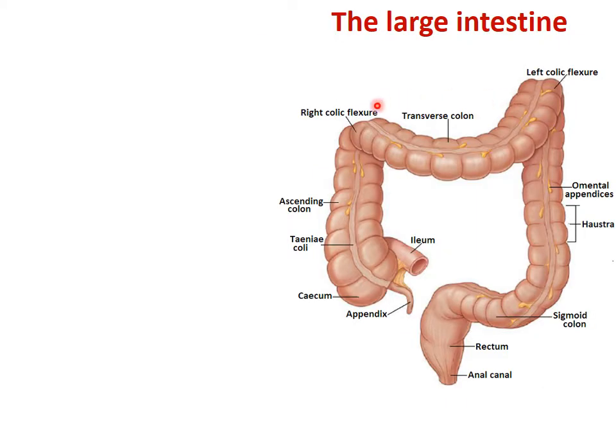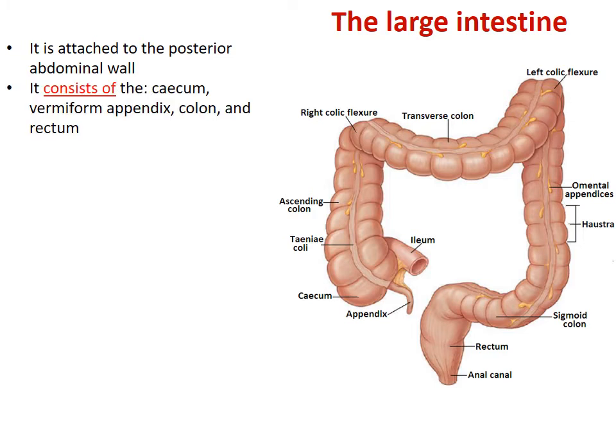Now in the next slide, we have the large intestine attached to the posterior abdominal wall, right? The ascending and descending colon are retroperitoneal, right? But the transverse colon is intraperitoneal, and the sigmoid is also intraperitoneal. The rectum again is outside. The large intestine consists of the cecum, vermiform appendix, colon, and rectum.